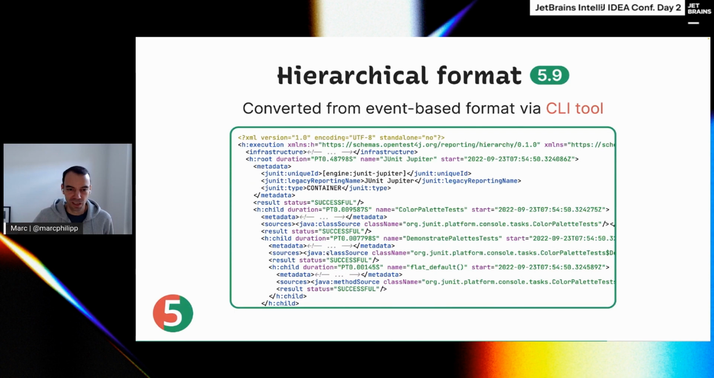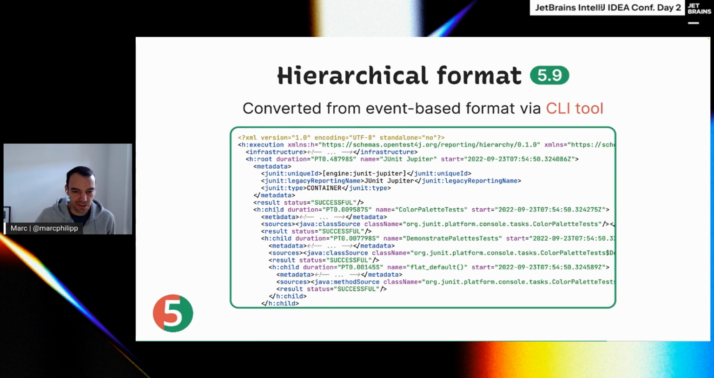Because this is not very human readable, there's actually a second format, which we call the hierarchical format, which the Open Test Reporting repository provides a CLI tool as a reference implementation. This can convert from this event-based format to this hierarchical format. And this is a very rich format, and it's nested. It's hierarchical.